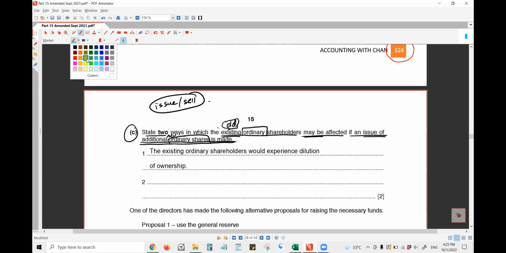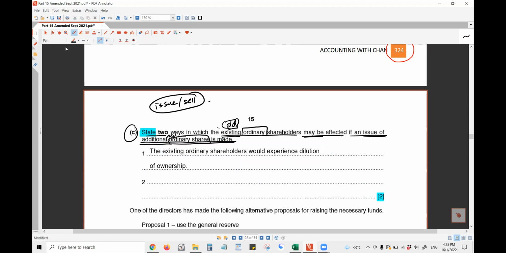And why don't you have to explain? Because of the word state. State means tell. Okay, just tell. And furthermore, it's a 2-mark question indicating 1 mark for 1 point. Okay, no mark for explanation. So don't have the right explanation.